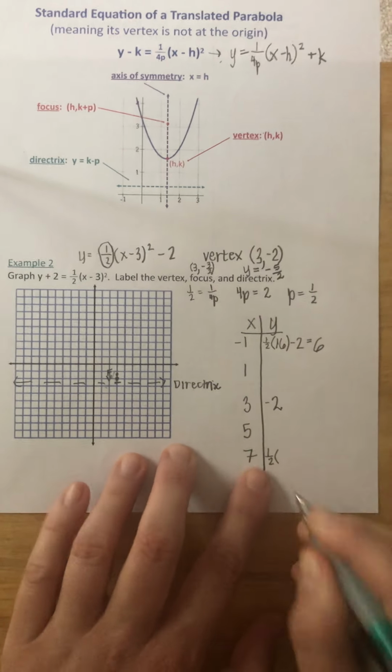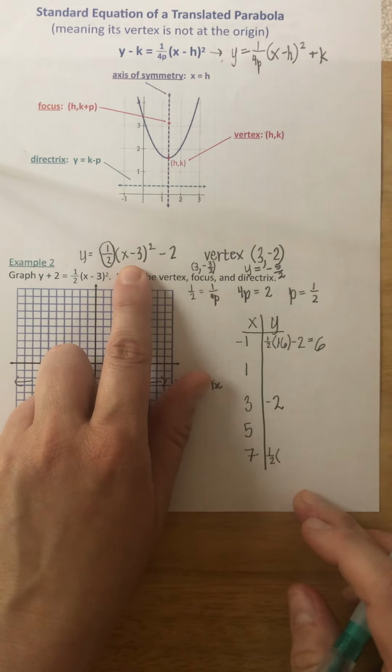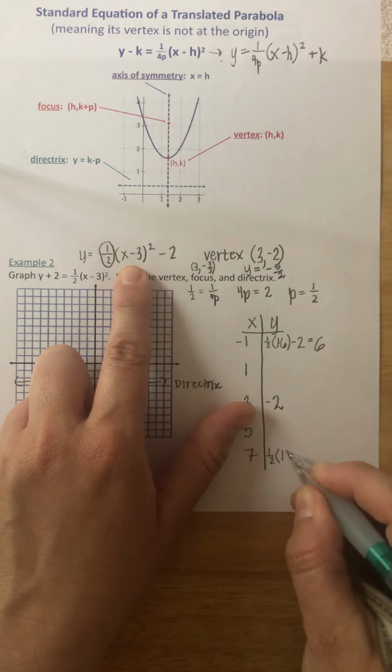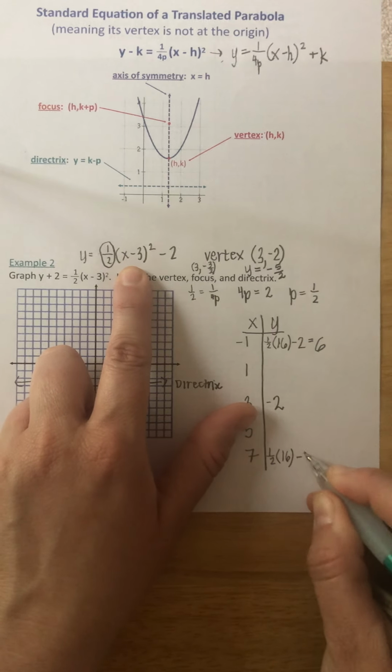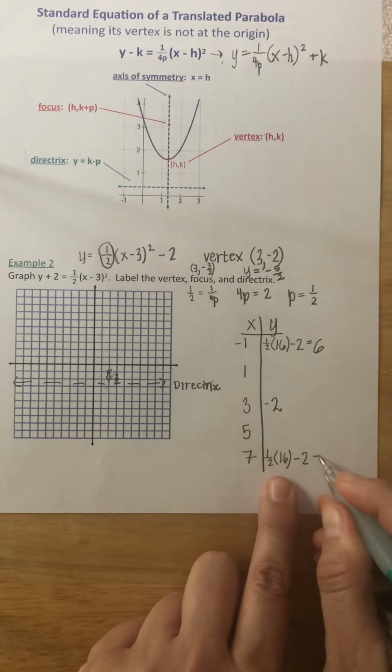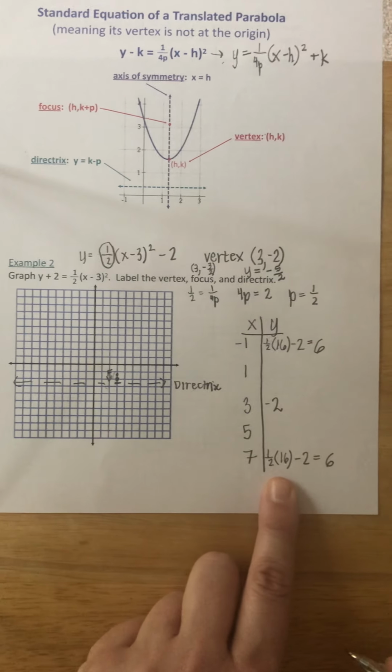but I'm going to double check it and do the math just in case. So I'm going to plug in a 7. 7 minus 3 is 4. 4 squared is 16. Looks like it's going to work out right. Half of 16 is 8. 8 minus 2 is 6.